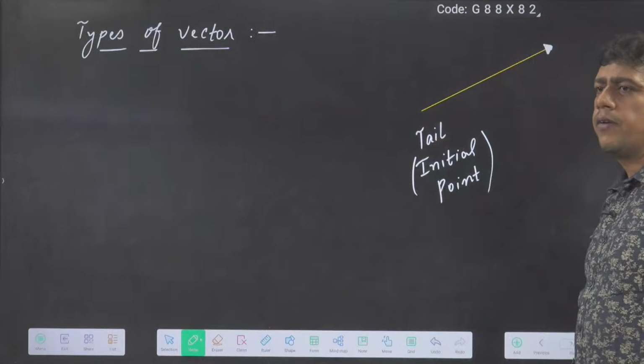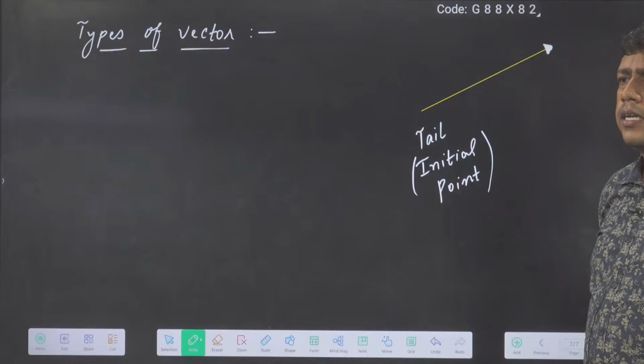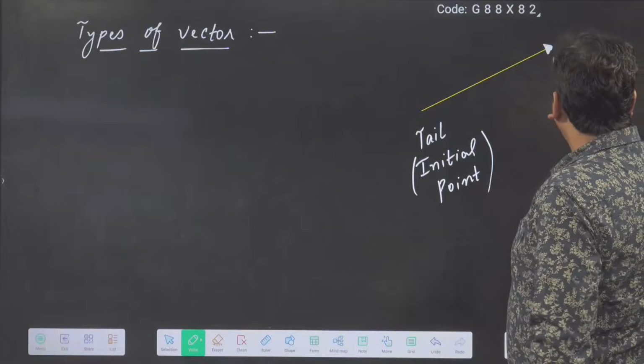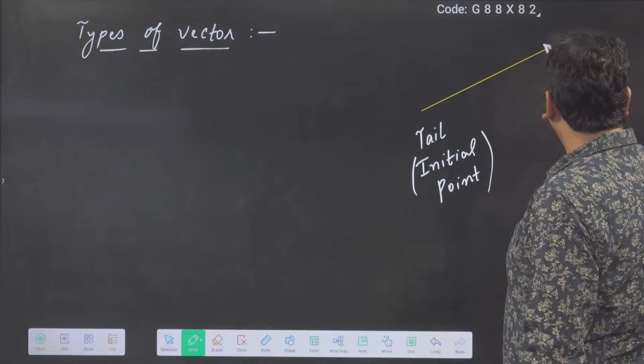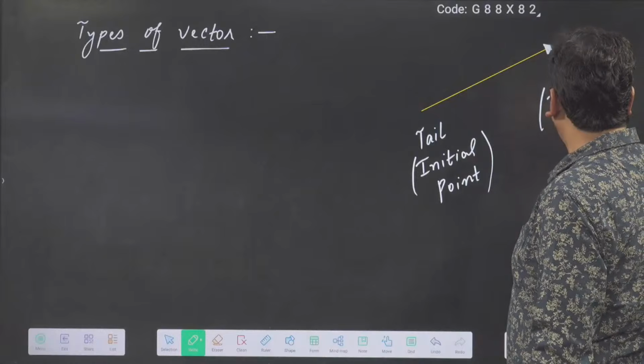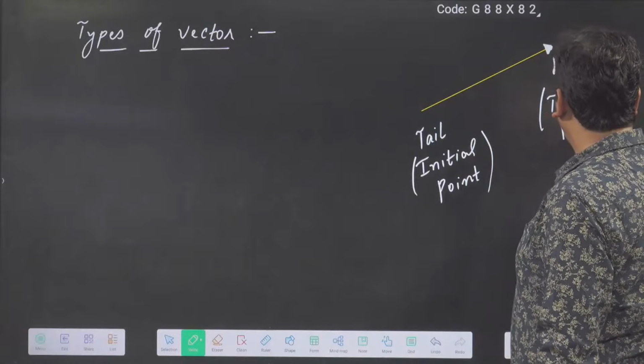Area we will consider in vector only. Now this one is the head. We call it the final point, or terminal point. You can call it terminal point or final point.